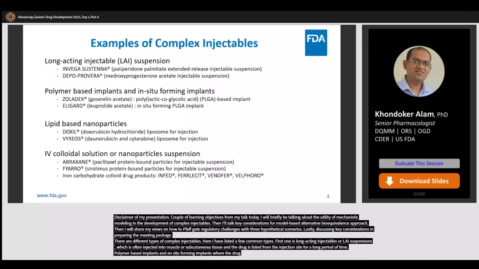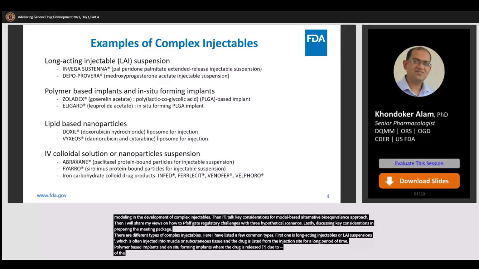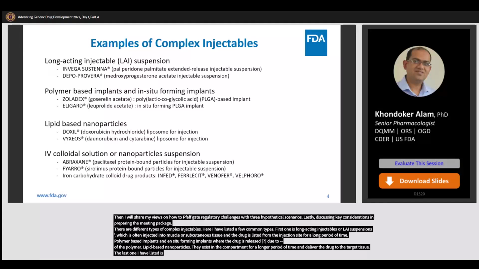Lipid-based nanoparticles such as liposomes for injection are often designed to circulate in the systemic compartment for a longer period of time and generally deliver the drug to the target tissue. The last one I have listed here is IV colloidal solution or nanoparticle suspensions, which involves a complex manufacturing process such as nanotechnology.